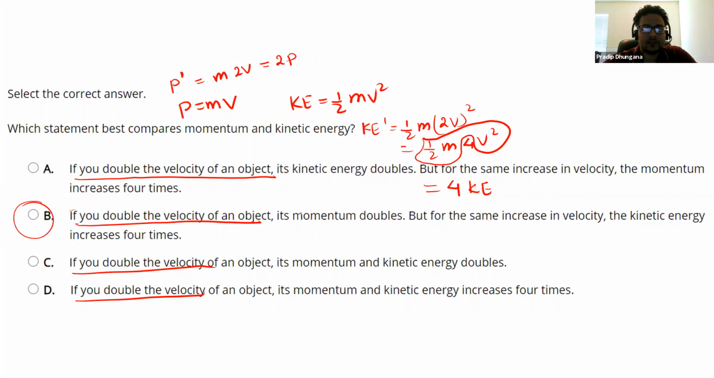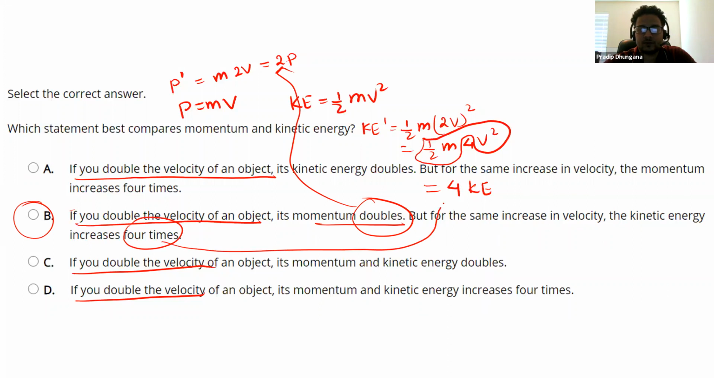To double the velocity of an object, the momentum doubles, 2 times. But for the same increase in velocity, the kinetic energy increases 4 times.